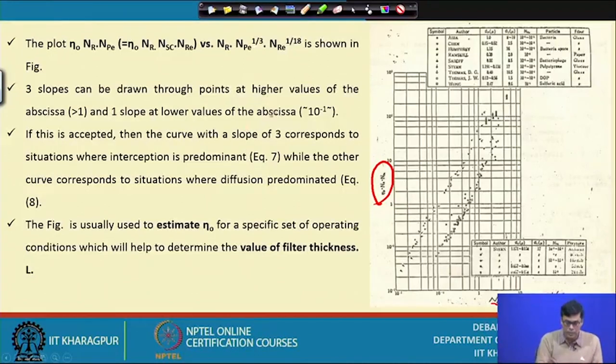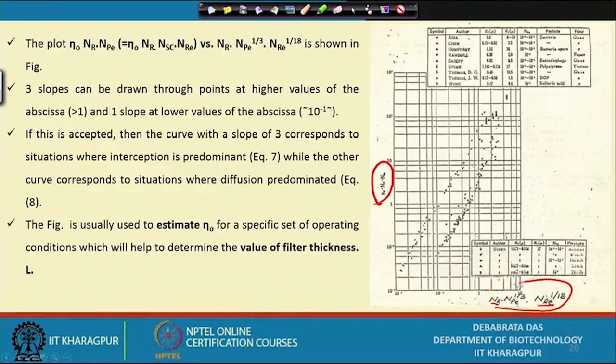Here you see that if we plot that, from the flow characteristics of the fluid, we can find out what is the Reynolds number value, the Peclet number value, and the eta 0 value. If we have this value, from this we can find out the corresponding value. Now, here we have the eta 0 value. So, we know the N R, we know N PE, so we can easily calculate the value of eta 0.